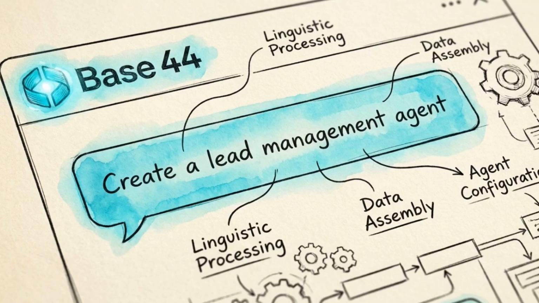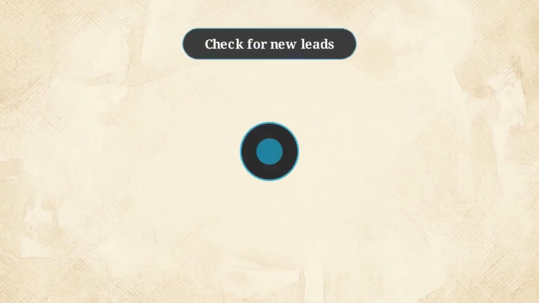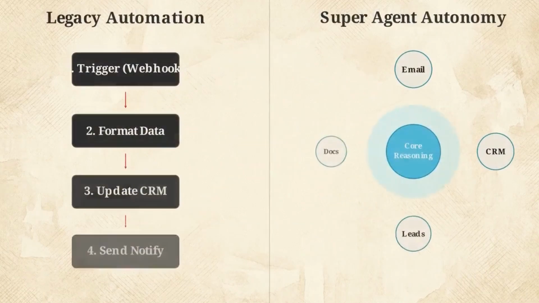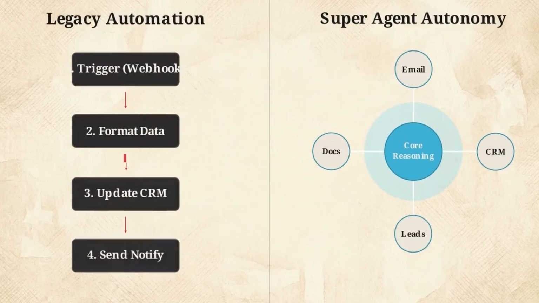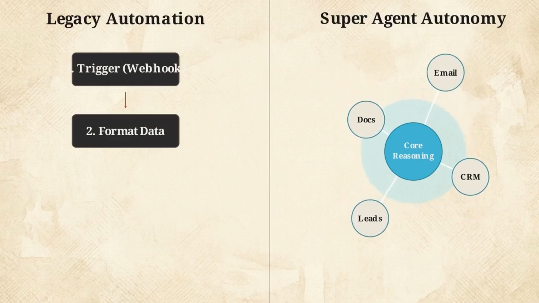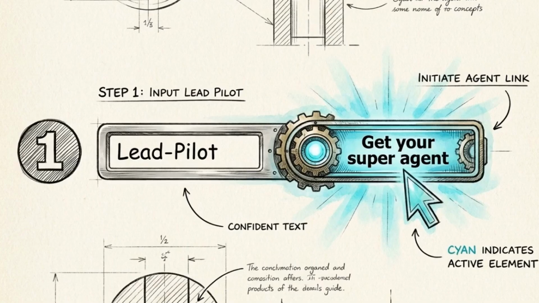Instead of writing code, we use natural language programming inside a platform called Base44. You simply describe the job in plain English, and the system handles the infrastructure and logic behind the scenes. True automation happens when you stop building rigid drag-and-drop workflows and start giving an agent the linguistic framework it needs to operate independently. This is the Base44 dashboard.